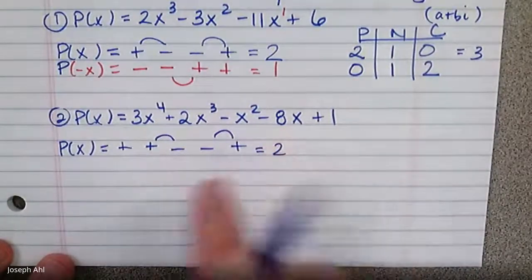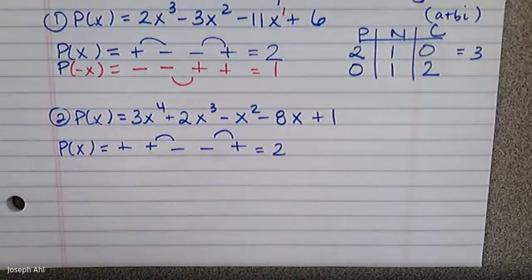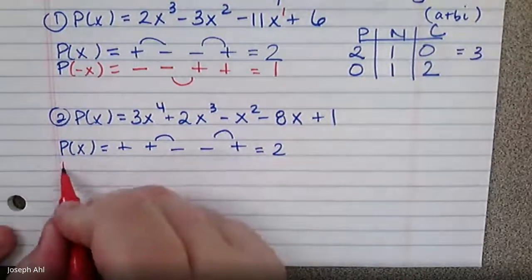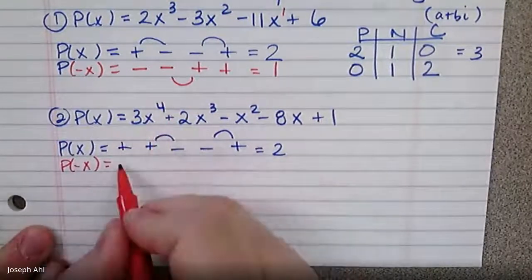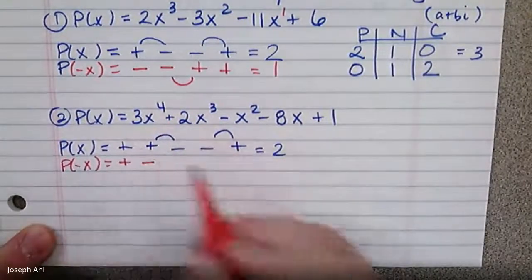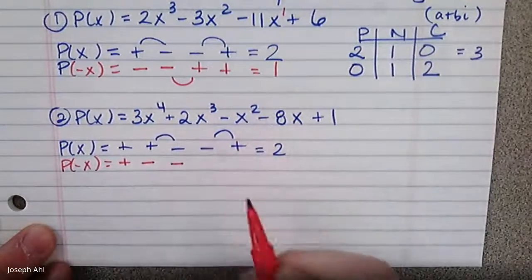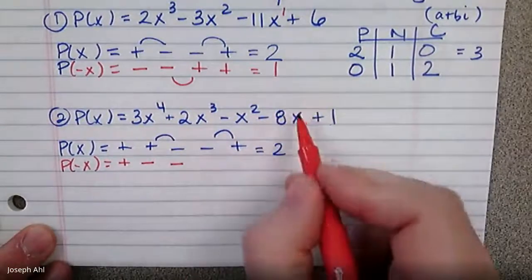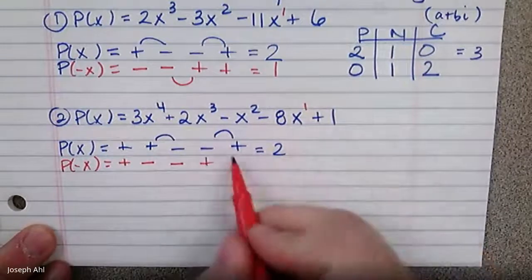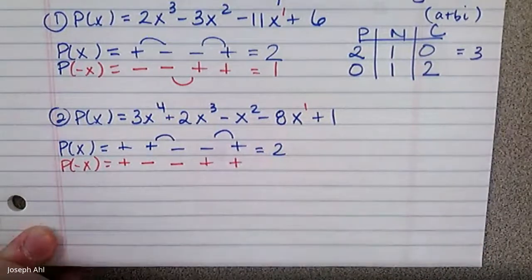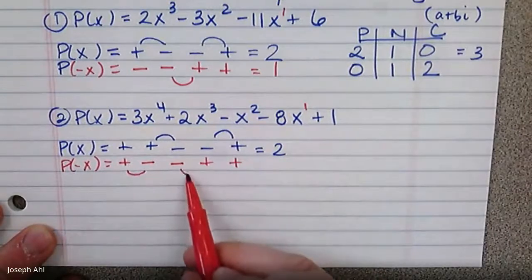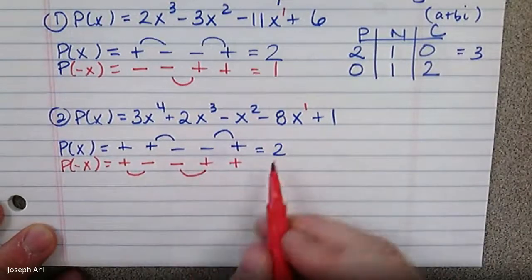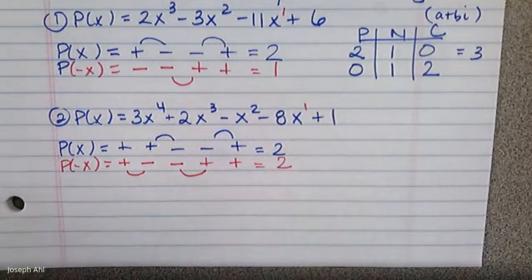That's the maximum number of positive roots. For p of negative x, we discussed that anything with an odd exponent will change. So x to the fourth stays positive, x cubed changes, x squared stays negative, x to the first will change to positive, constant stays positive. How many sign changes do we have here? One right at the beginning and one kind of in the middle-ish, negative over to positive. There are two sign changes in p of negative x.